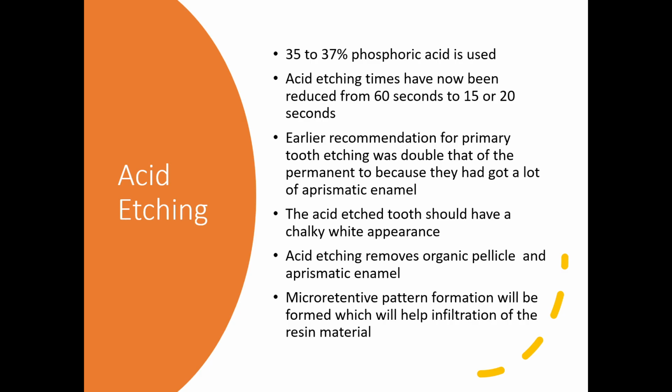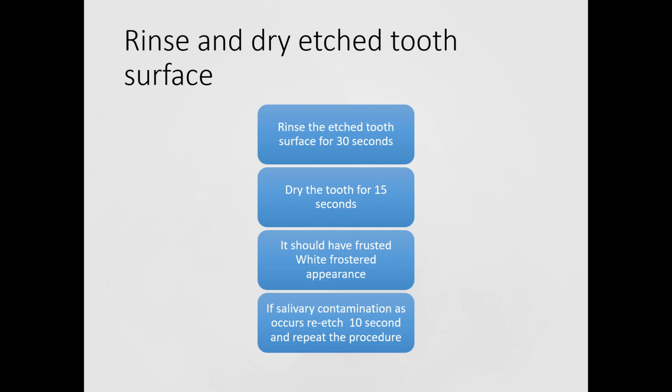Acid etching: 35 to 37% phosphoric acid is used for acid etching. Etching time has been reduced from 60 seconds to 15 or 20 seconds. Earlier, primary tooth etching time was double that of the permanent tooth because they had a lot of aprismatic enamel. Now, the etched tooth has to have a chalky white appearance. Etching will remove any organic pellicle or aprismatic enamel, and a micro retentive pattern will be formed which will help the resin to infiltrate into the tooth.